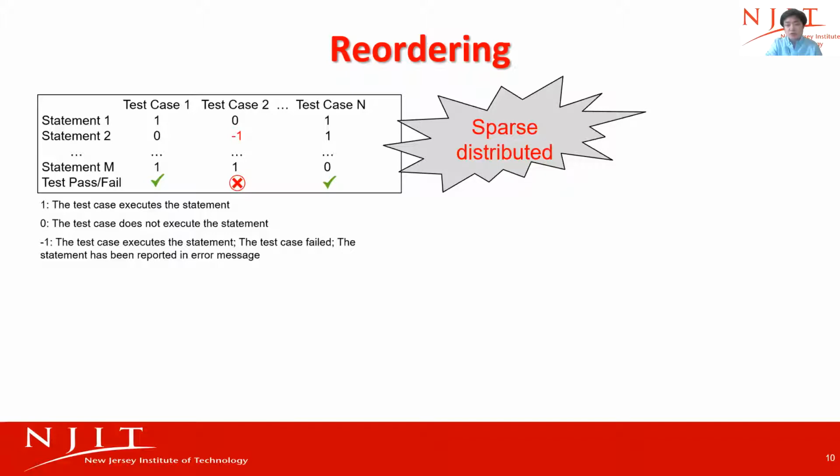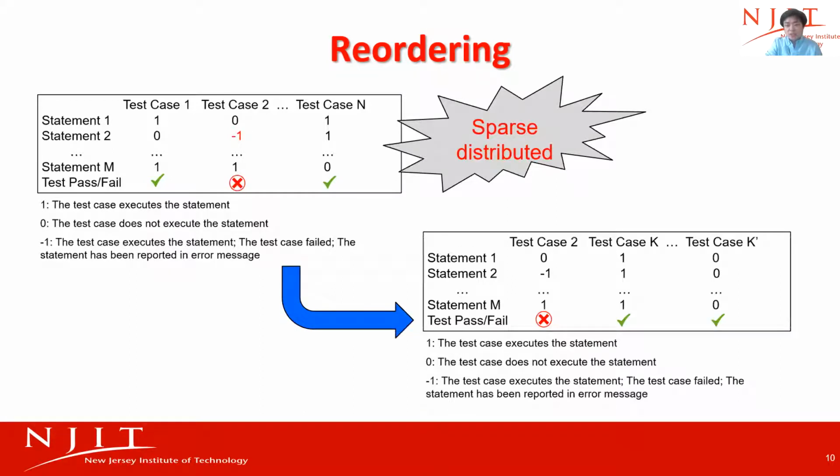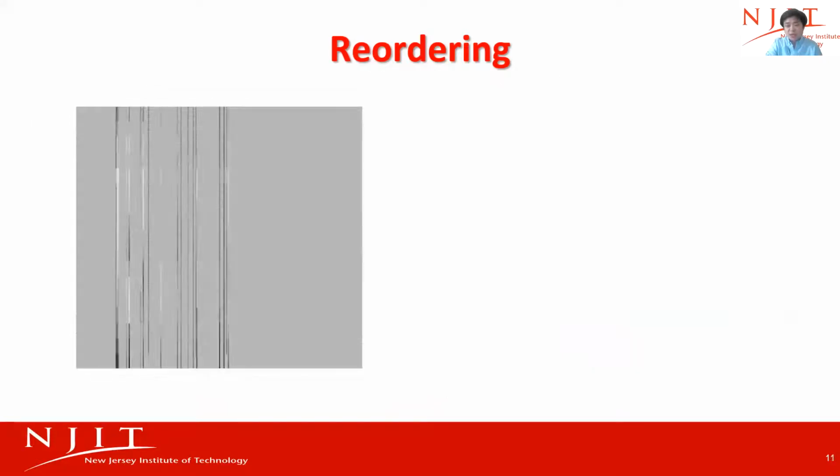In order to let the model catch more information, we do the reordering on the test cases. We put the test cases with the most -1 on the top, and then based on the number of 1 to rank the test cases. In a real example, as you can see in the left figure, the original test case running results are like this.